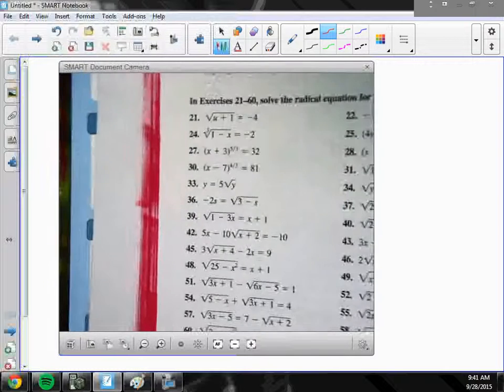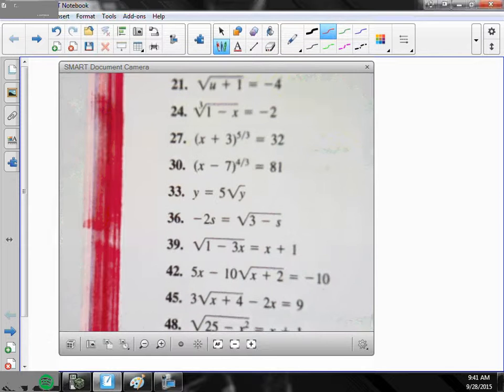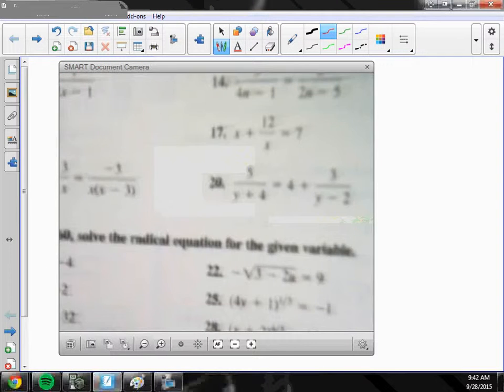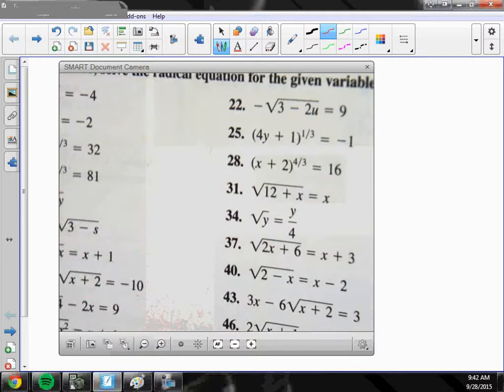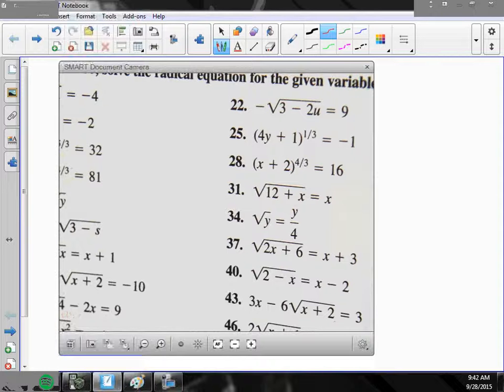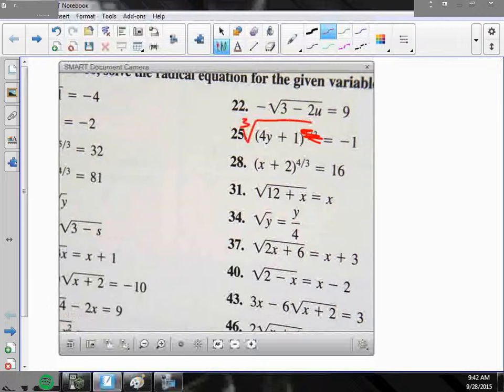Okay. So, number 27. Oh, well, yeah, let's do 25 first. Good idea. So, what is the 1/3 power really? It's the cube root. So really, this is just the cubed root. So we'd raise it to the third. Is that negative 1 a problem? No. Okay, so I'll let you finish that one.